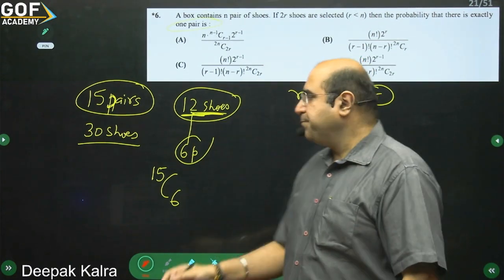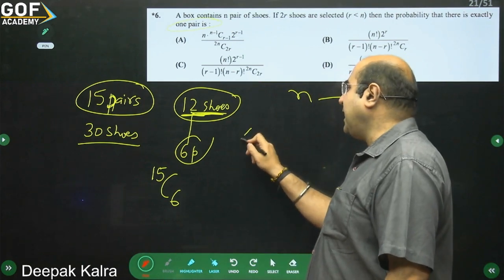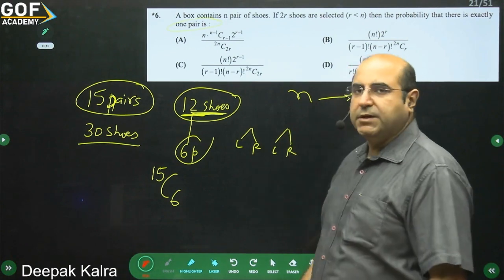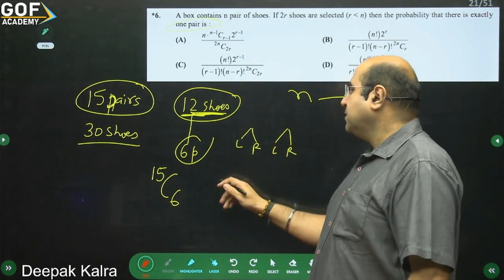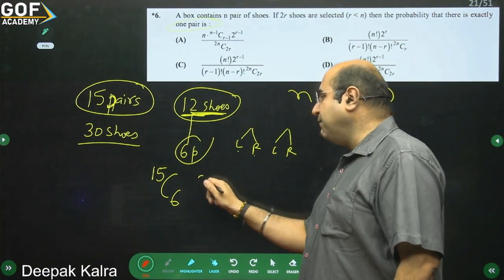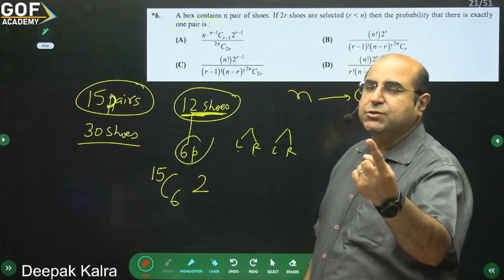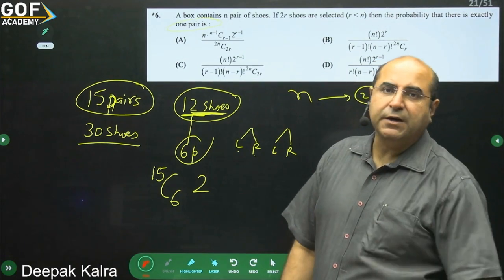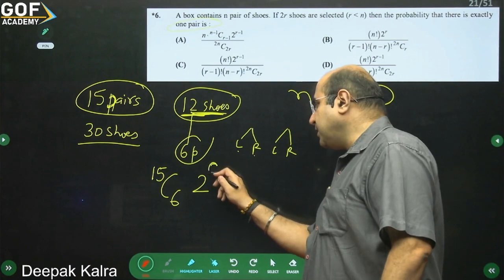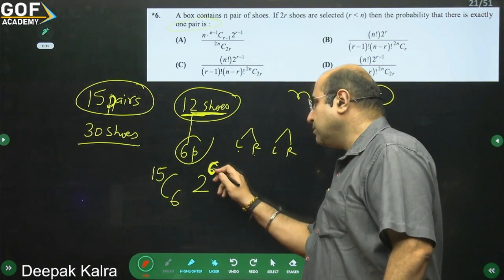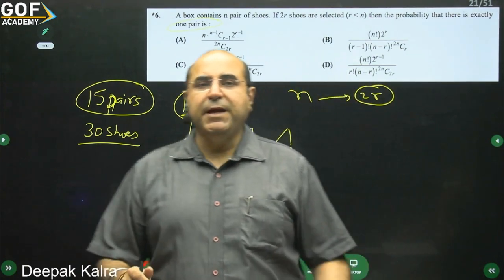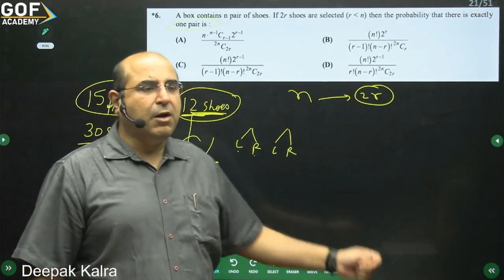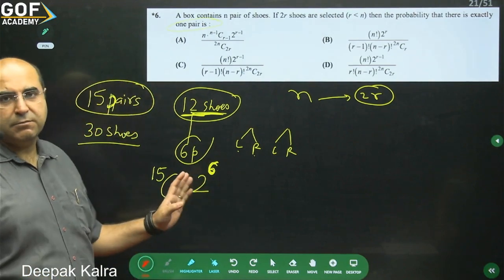So what I'll do, for every pair I have left and right, 2 shoes. Isn't it? For each shoe selection I have two choices. Either I pick the right one or I pick the left one. So 2 raised to the power 6 I will do. That will make all the shoes, 12 shoes, free from forming any pair.